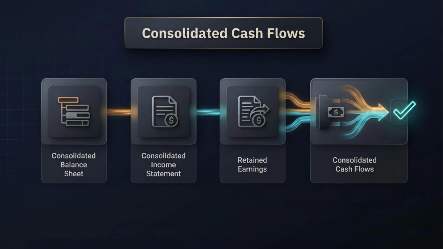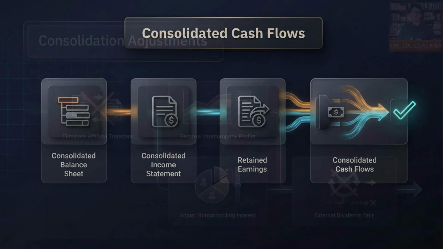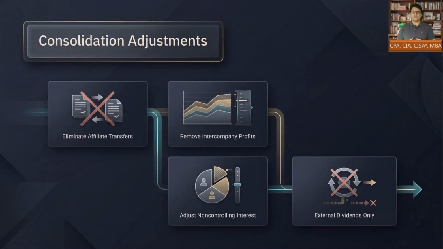The slide shows the preparation sequence clearly: balance sheet, income statement, retained earnings, and then consolidated cash flows. A practical control is to first confirm that the change in cash on the cash flow statement agrees with the change in cash and cash equivalents on the consolidated balance sheet. If it does not tie, do not decorate the statement. Fix the accounting.